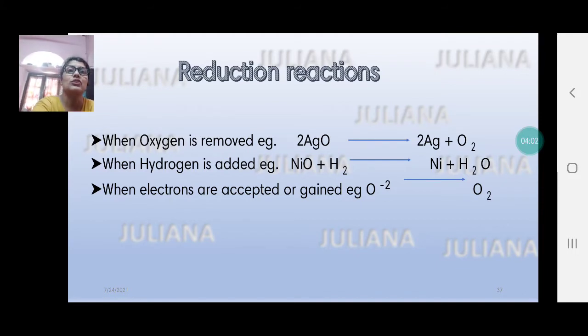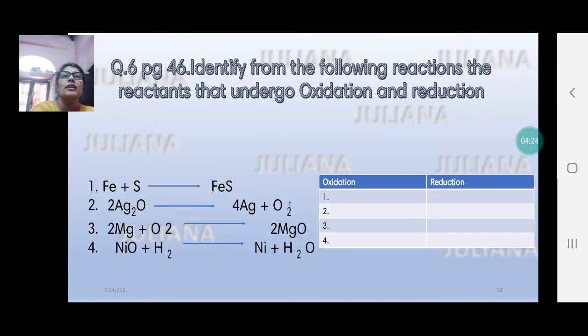Then when electrons are accepted. On the contrary, for oxidation, we had when electrons are donated. Now we know that non-metals accept electrons. For example, here oxide, O2 minus, accepts 2 electrons to give us oxygen. So in any reaction when non-metals are accepting electrons, that is a reduction reaction.